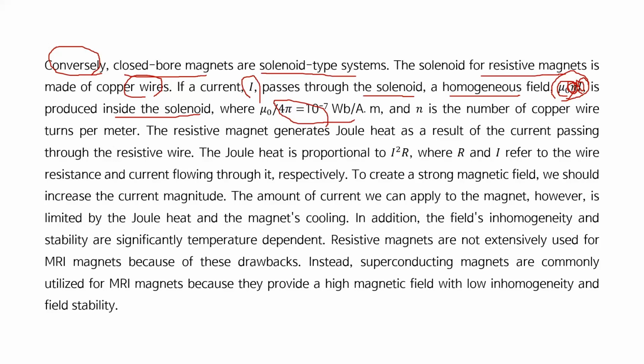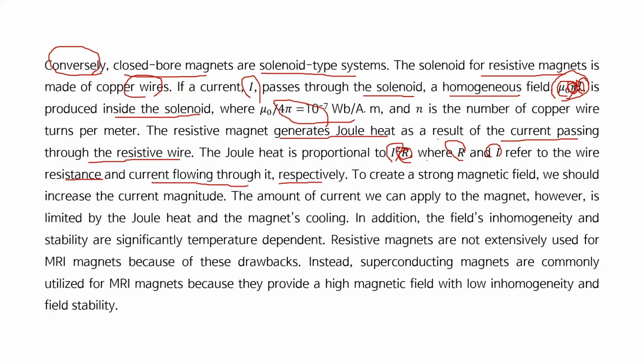The resistive magnet generates Joule heat as a result of the current passing through the resistive wire. The Joule heat is proportional to I squared times R, where R and I refer to the wire resistance and the current flowing through it, respectively.